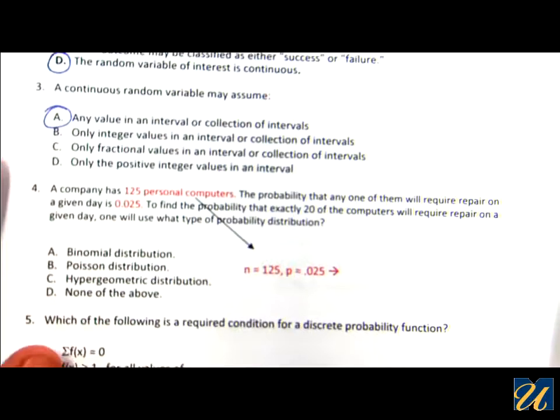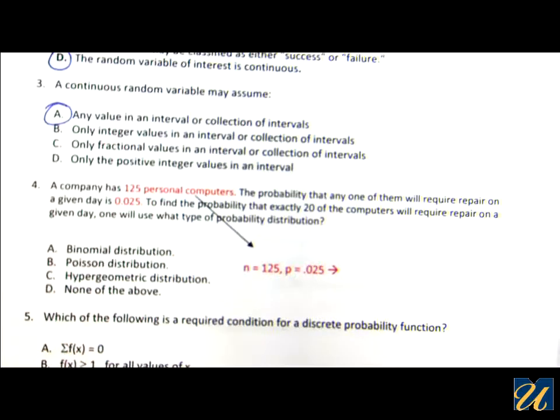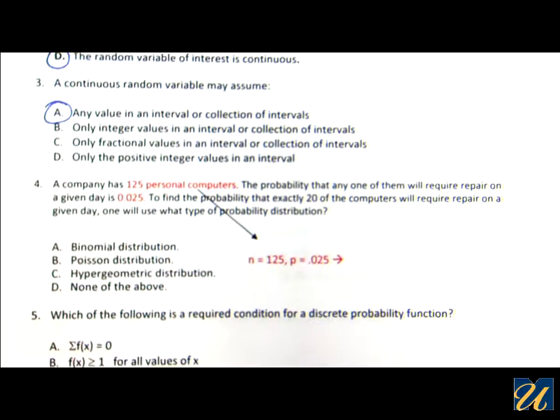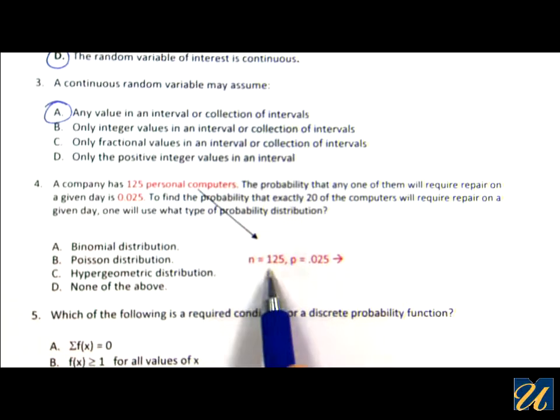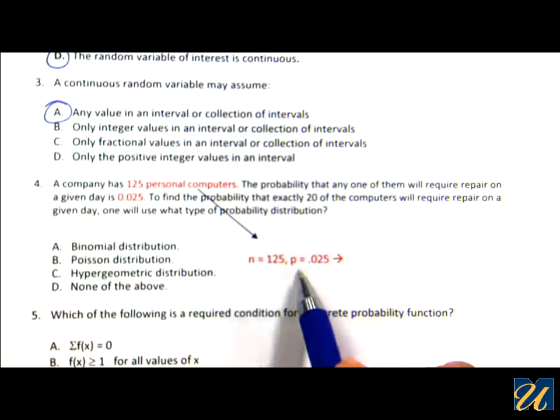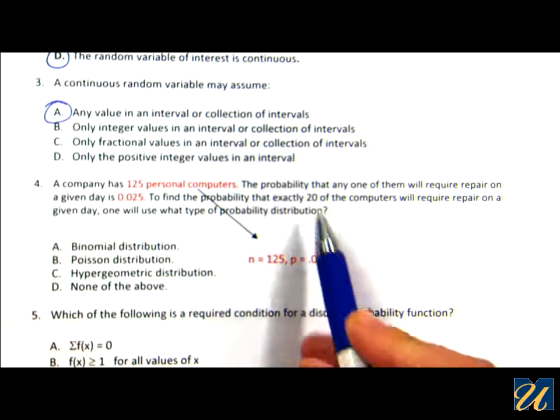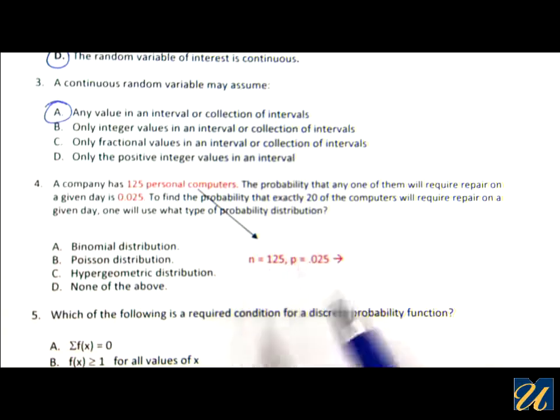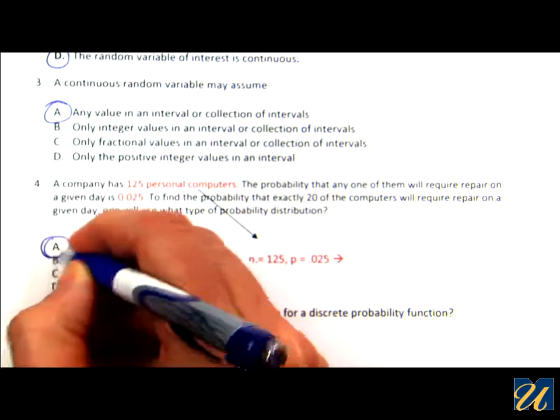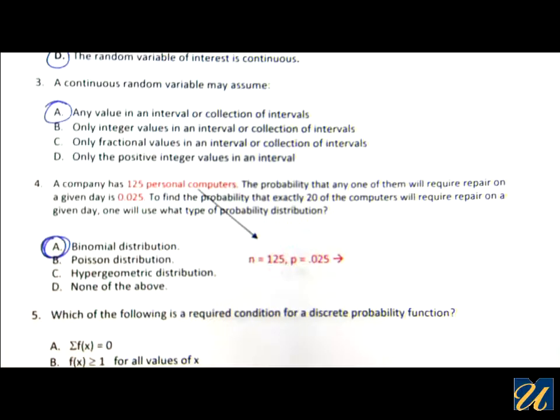A company has 125 personal computers. The probability that any one of them will require repair on a given day is 0.025. To find the probability that exactly 20 of the computers will require repair on a given day, one will use what type of probability distribution? This would be binomial with n equal to 125, p equal to 0.025, and in this case, x would be equal to 20. So the correct answer is A.